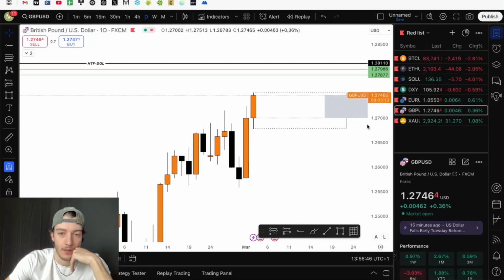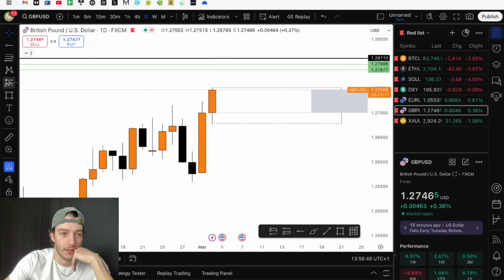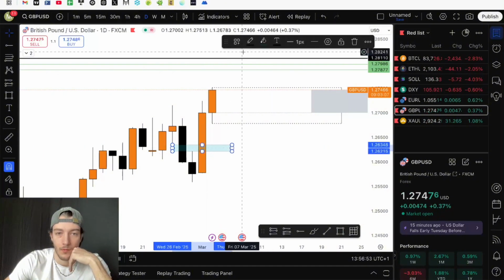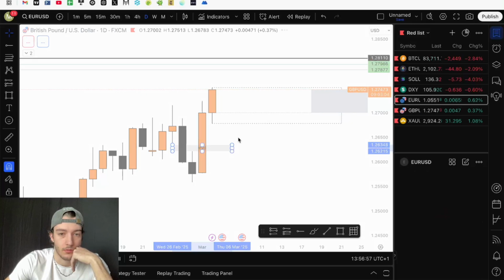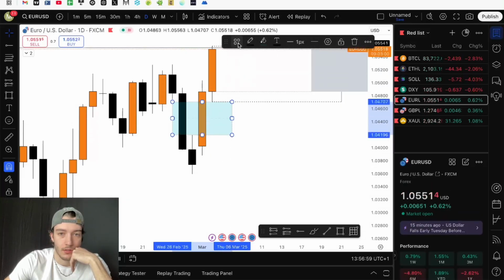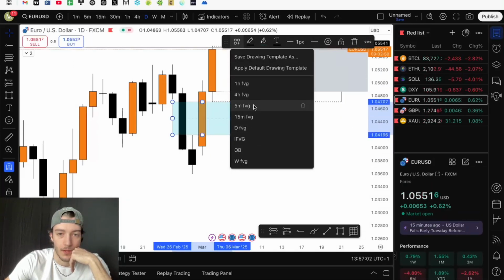However, yeah, let's keep an eye on this inverse fair gap also here on GU. I'm gonna mark it out as inverse fair gap here also. Here I did not, so let's see.